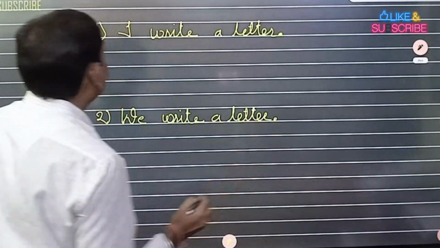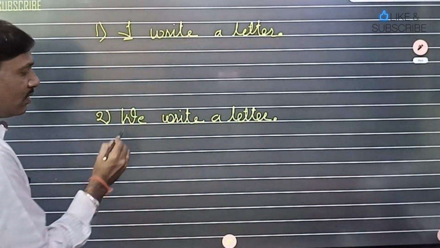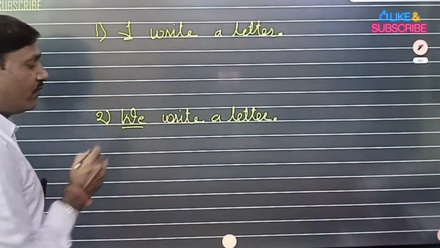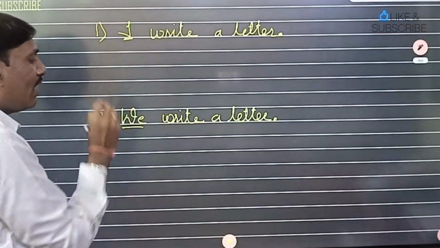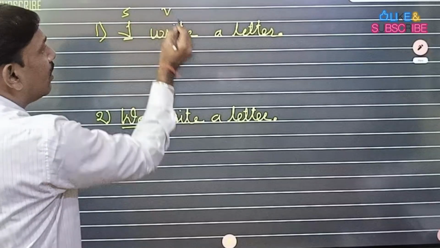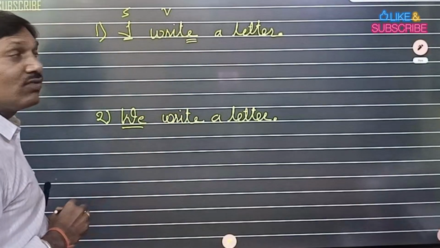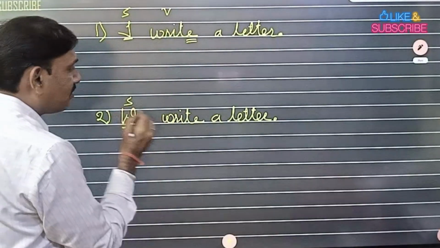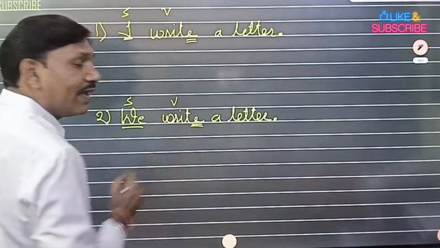Now see, student, here this is a first person pronoun, and this is also a first person pronoun, singular and plural. Now see, student, here this is the subject, and this is the verb, which doesn't take the s or es form. Here it is the subject, this is the verb, and it doesn't take the s form.